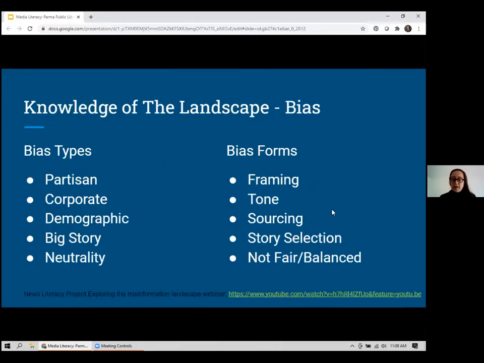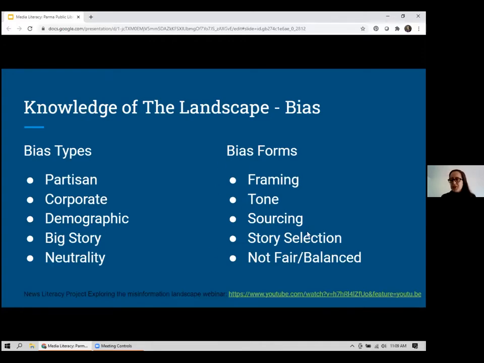Okay, so these are just a couple pieces of bias. There's different bias types, just like we talked about. There are different motivations for misinformation. There are different motivations for bias. You have partisan, someone who wants a certain political group to win. Corporate, you want your company to make money. And the other one too is a big story. So you might change a little bit of bias in your story to make it a bigger story, to make it the best story, because that's what gets the news organization money.